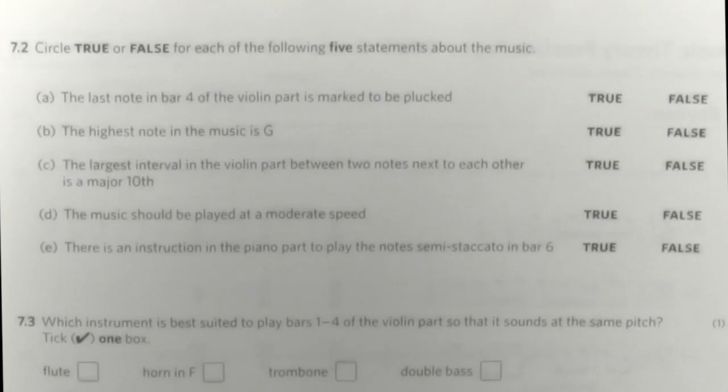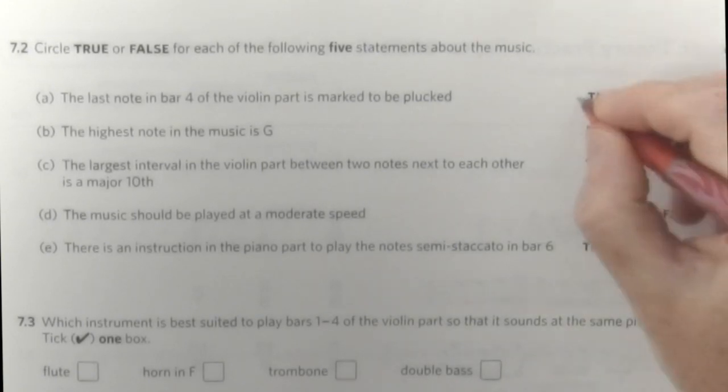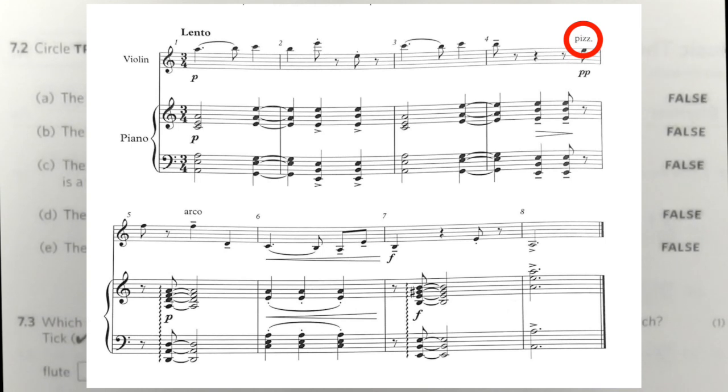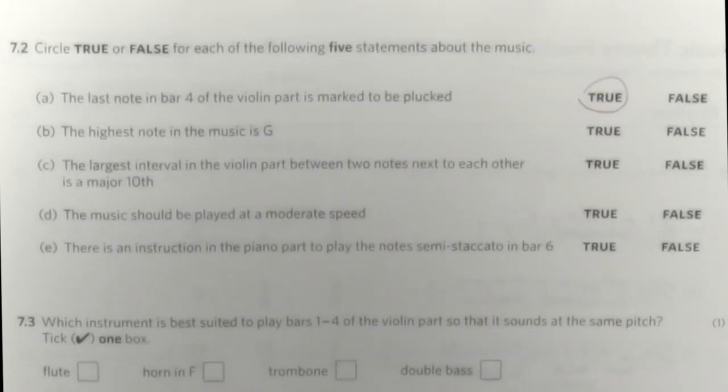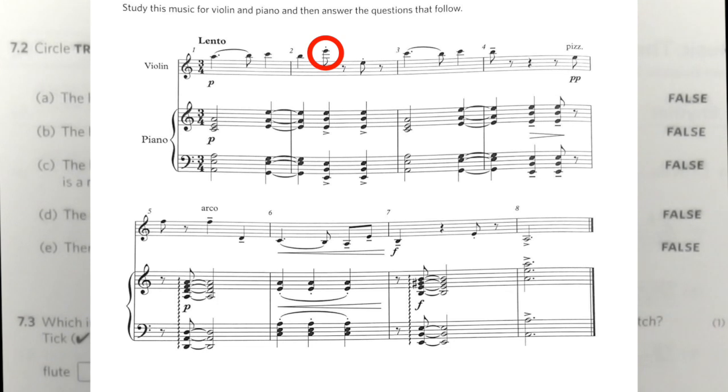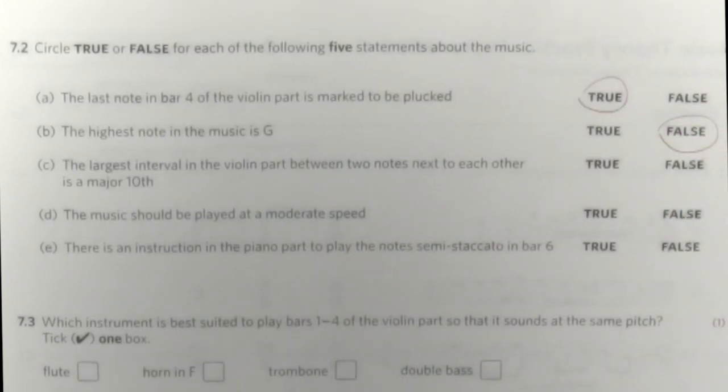Question 2. We need to circle true or false for each of the 5 statements. The last note in bar 4 of the violin part is marked to be plucked. And the answer is true, because it's written pizzicato. The highest note in the music is G, and this is incorrect because it's E in bar 2. That's an E. It would be G in bass clef, so this is false.